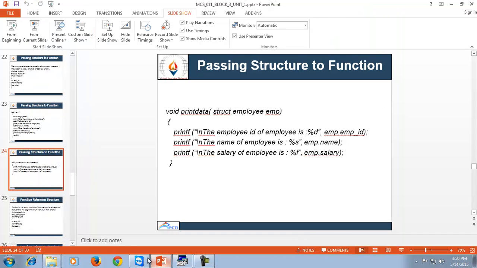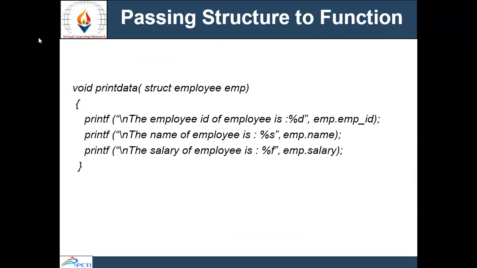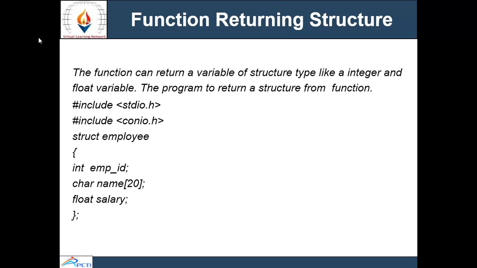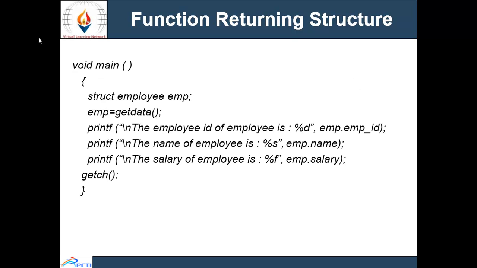And the next is function returning structure. The function can return a variable of structure like an integer or a float variable. The program to return a structure from a function is like this. Here hash include stdio.h, hash include conio.h. I have included two header files, and then struct employee with emp id, char name and float salary. I have defined the structure here.